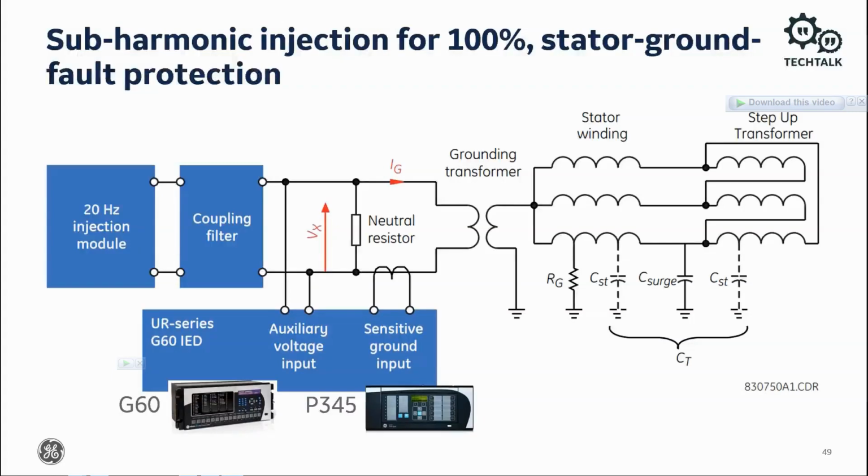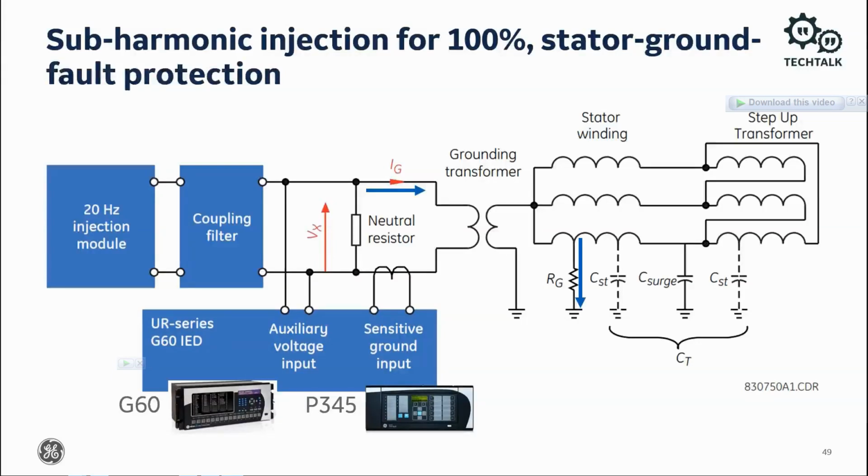Recall that capacitive reactance is 1 over 2 pi Fc, which is an inverse relationship with frequency. As the frequency goes down, the capacitive reactance goes up, and the system capacitances look more like large reactance open circuits. Normal current flows through the generator capacitances shown in the drawing. A fault causes current through the ground fault resistor Rg, creating voltage and current at the relay end of the grounding transformer. This method requires the sensitive ground input for the G60 and P34X relays.